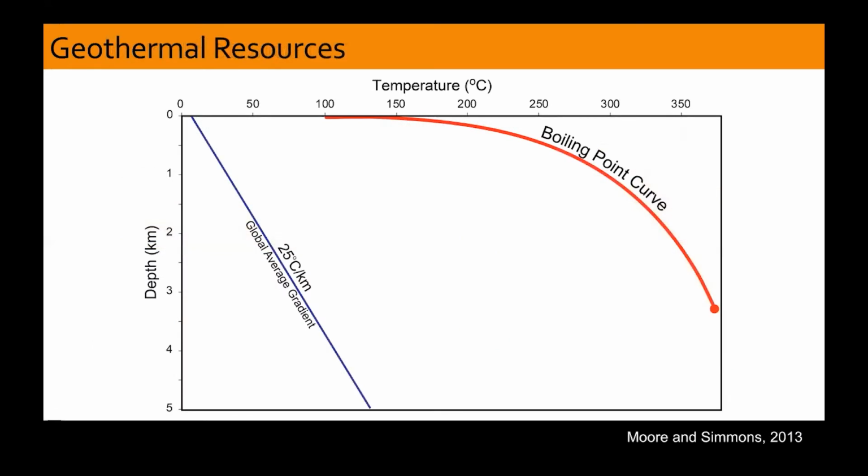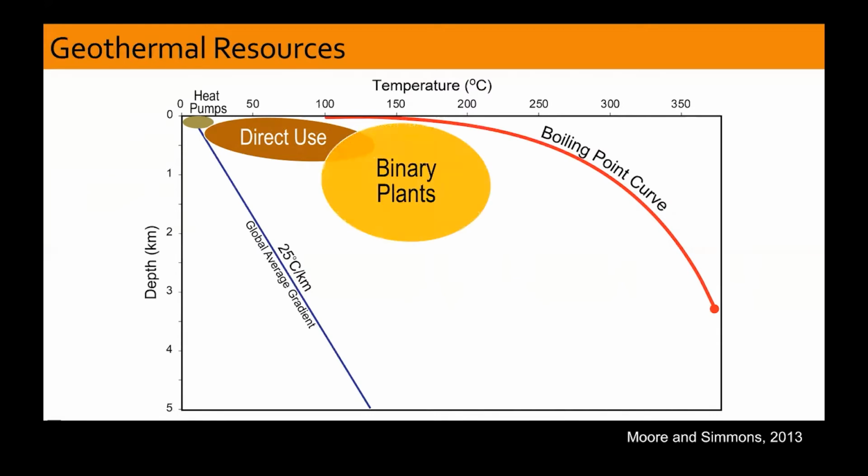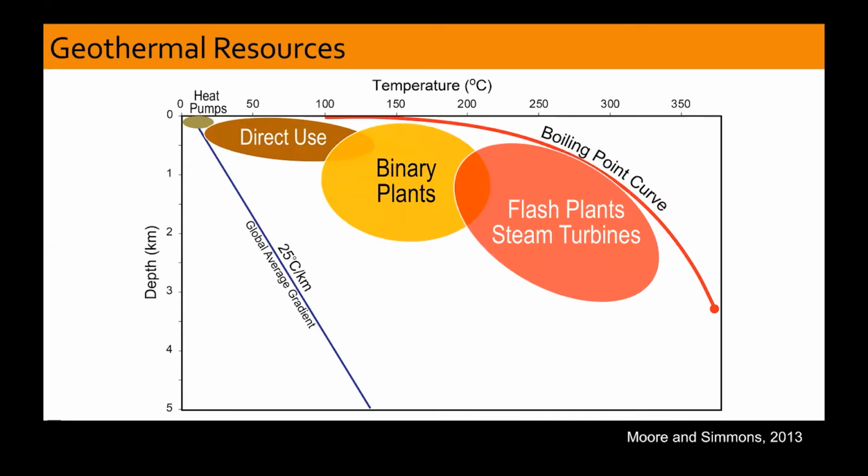Now let's summarize the temperature depth range of geothermal resources. Ground source heat pumps are deployed at the shallowest and coolest range of conditions. We have not discussed this type of application, but they are widely used for heating and cooling of buildings and homes. Next, direct use applications tap reservoirs having temperatures ranging up to about 120 to 130 degrees Celsius. Binary plants have reservoirs that range from about 100 to 200 degrees Celsius. And flash plants and steam turbines are based on reservoirs that range from 200 to greater than 300 degrees Celsius.